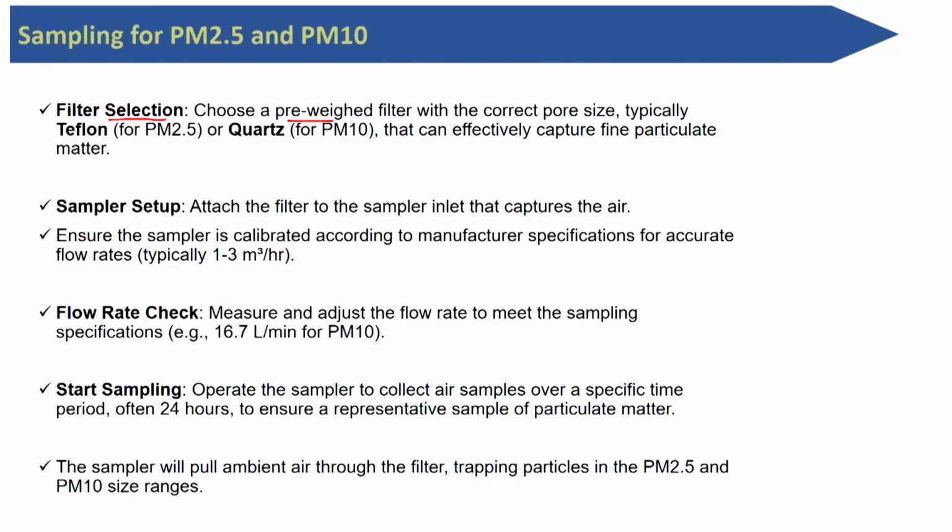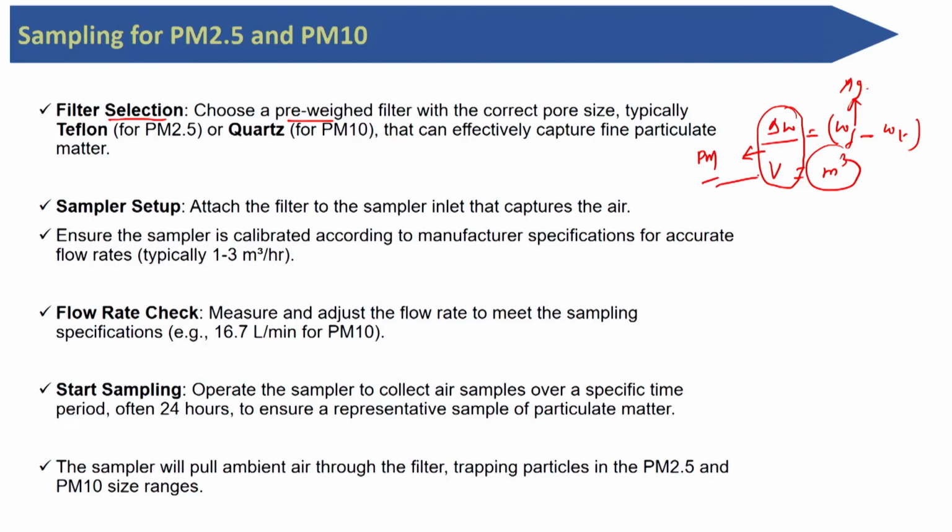Once they are deposited, as we discussed in the previous lecture, we calculate delta W, which equals final weight minus initial weight, and we measure the volume of air sampled, which is in meter cube. The mass is in micrograms. So you divide delta W by delta V and you get the concentration as PM, and we report this concentration.